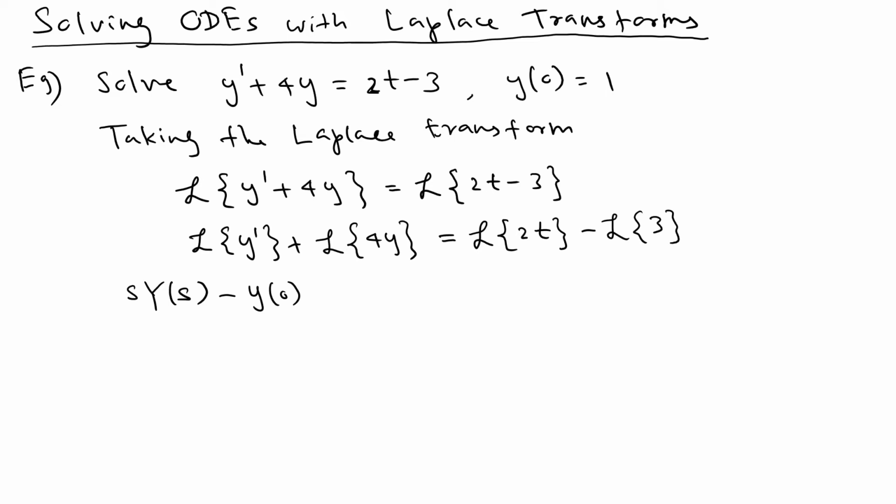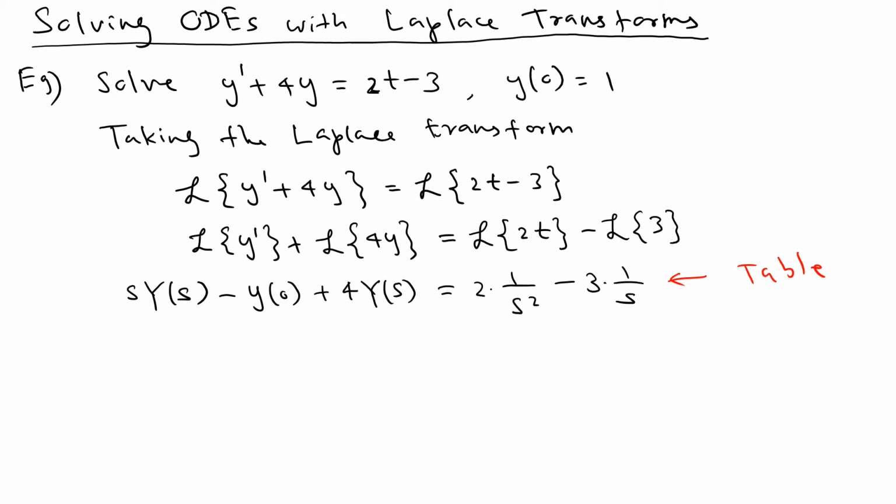And then for the second term, 4 is a constant. We can pull it out. Then we have Laplace of y, which is the same Y(s). Now let's look at the other two terms. We use a table, and from the table we know that this is 2 times the Laplace transform of t. What is the Laplace transform of t? It is 1 over s squared. So we're going to say 2 over s squared, minus 3. 3 is a constant, and the Laplace transform of 1 is 1 over s. So this is simply coming from the table.